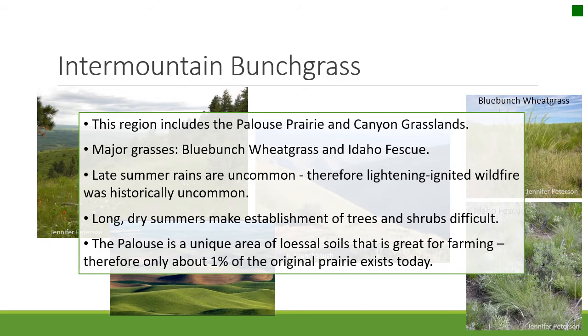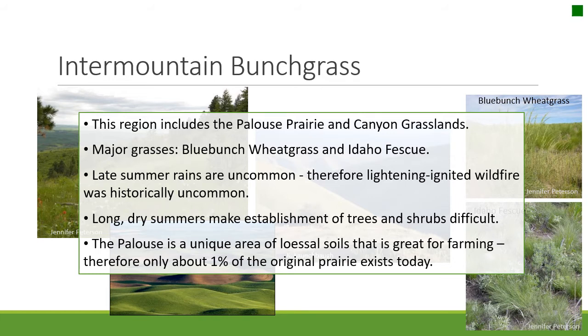Usually when we think of grasslands, we think of wildfire as being really important to control the shrubs. In this case, it's really just the long dry summers that have created a situation where it's really difficult for shrubs and trees to become established. So although there aren't a lot of lightning-ignited fires in the late summer, those trees and shrubs don't invade as easily into these ecosystems because of the long dry summers.